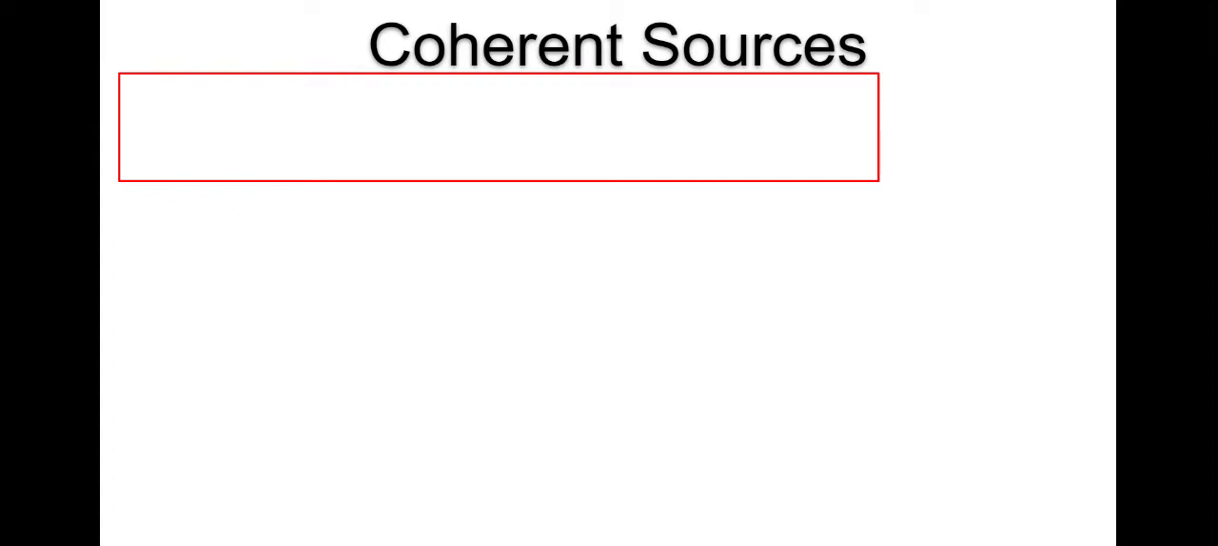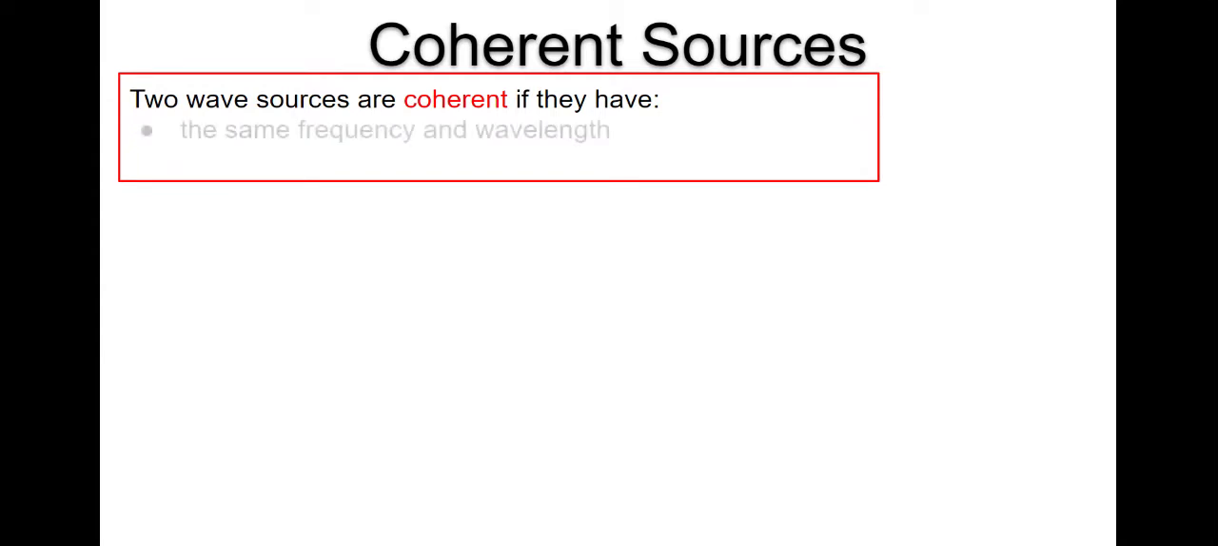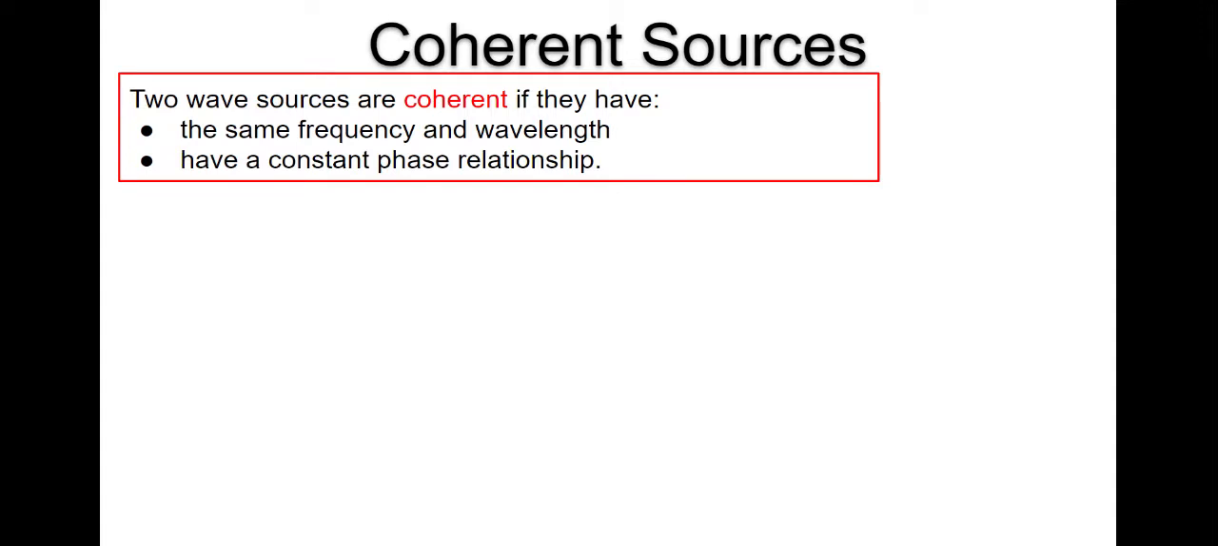Now, if we've got what we call coherent waves, then coherent waves are waves which have the same frequency and wavelength and a constant phase relationship. That means if they're in phase, they're always in phase at that point. If they're out of phase, they're always out of phase at that point.